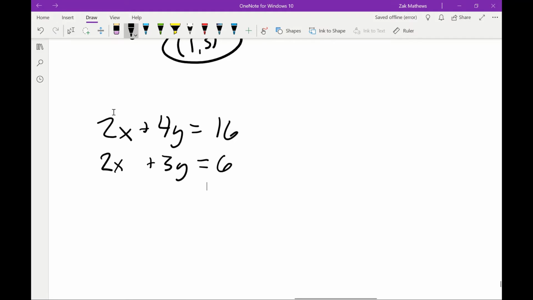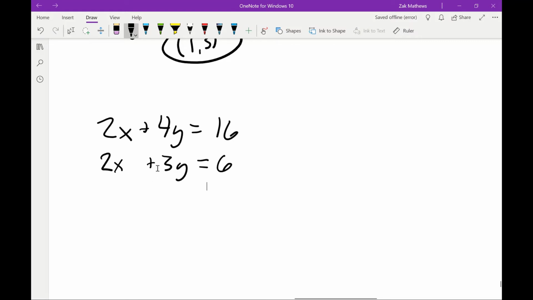So here I have 2x plus 4y equals 16, 2x plus 3y equals 6. These two equations, neither of them has an x or y solved for, so I'm going to choose one to solve for the x or the y. I do have the option, I can choose either equation, I can choose either variable. What I will look to see a lot of times is, first off, do any of my variables have a coefficient of 1? That would be the easiest thing to solve for. I don't have to worry about dividing. In this case, I don't.